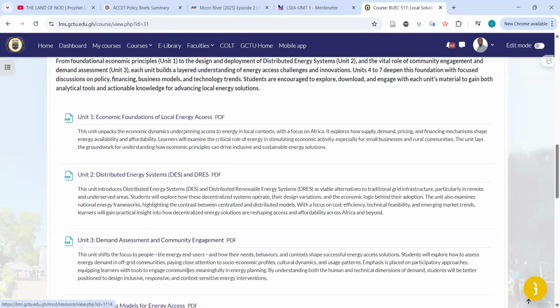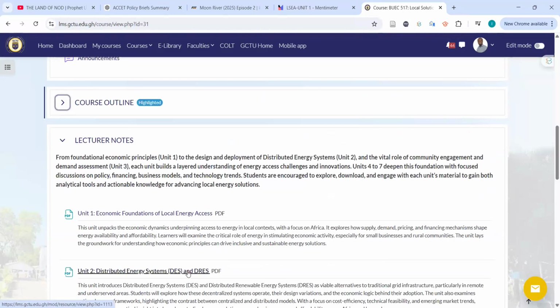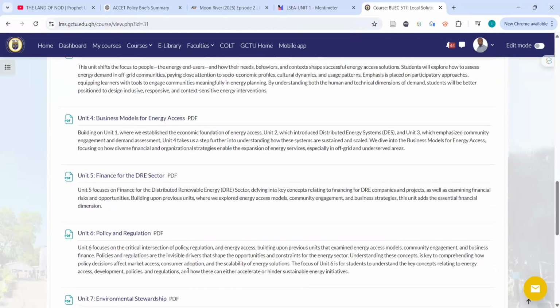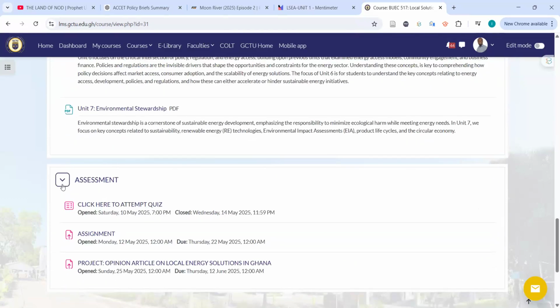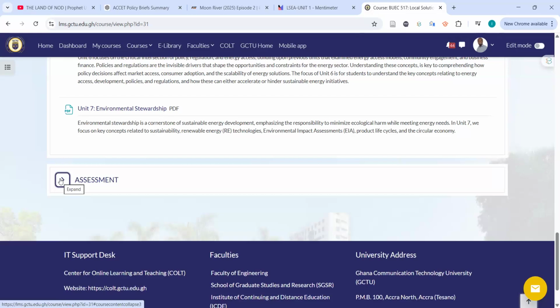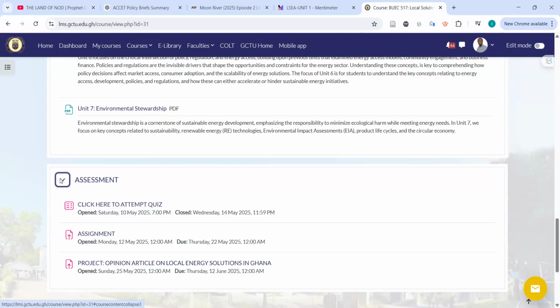Unit 3. So when you get on the LMS, please download the lecture notes. Download the lecture notes, and we begin from there. Then there will be assessment types. Of course, there will be quizzes. You are going to do 3 quizzes, and there will be no assignment, but the quizzes will be 3.